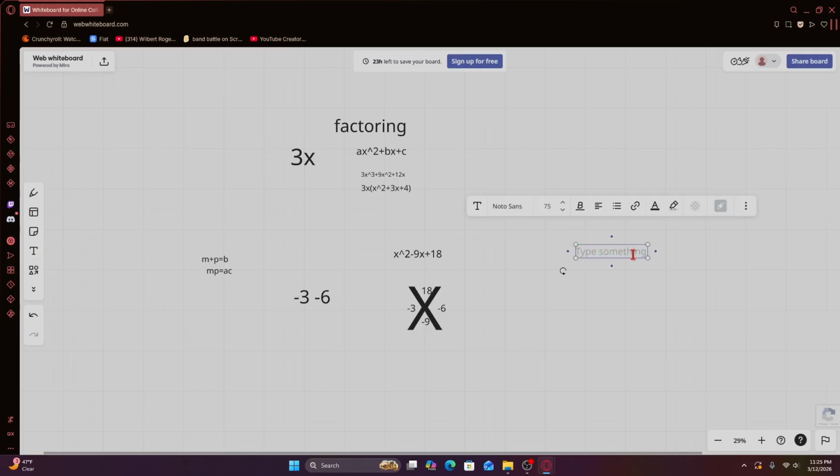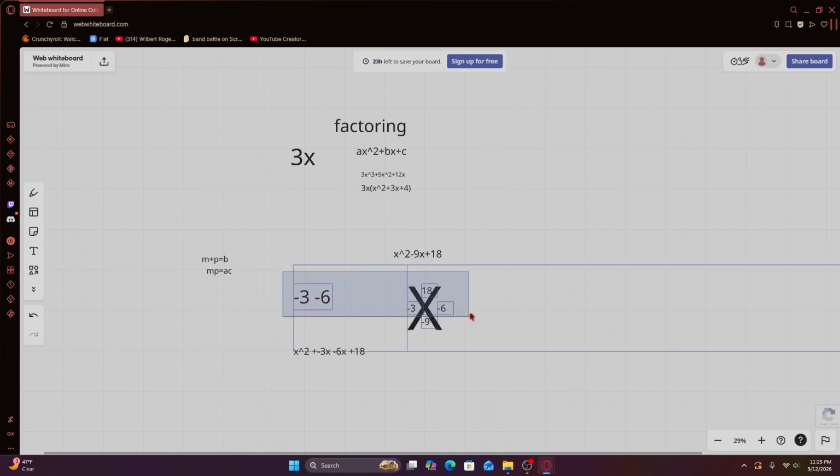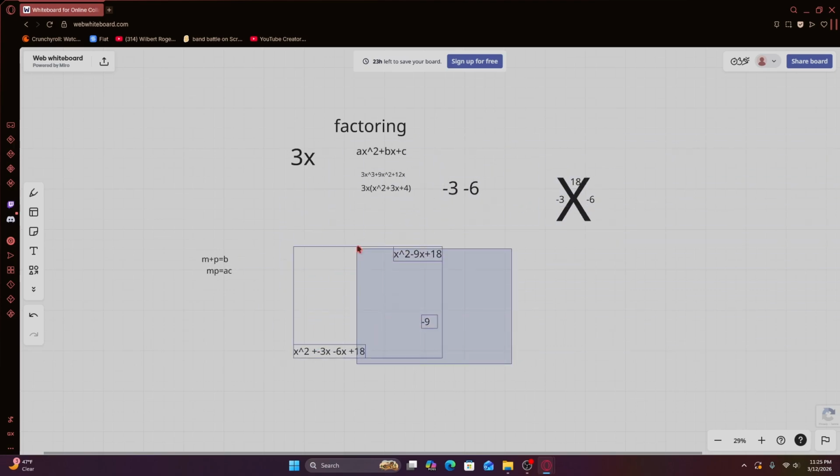So we get x squared, and you're going to want to plug your numbers into your original equation so we can solve it. So we get x squared minus 3x minus 6x plus 18. Now we're going to learn how to factor by grouping so we can solve this, because this is not simplified yet.